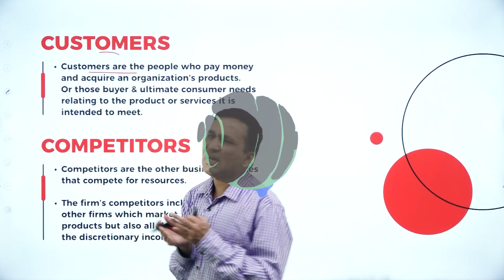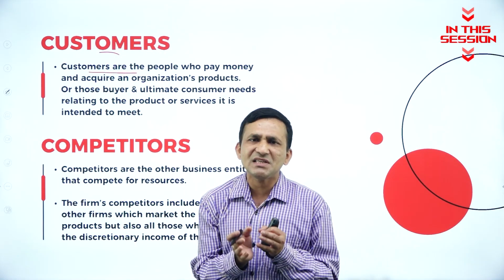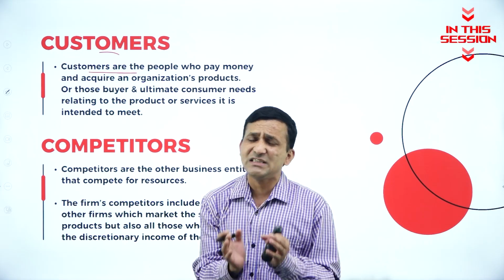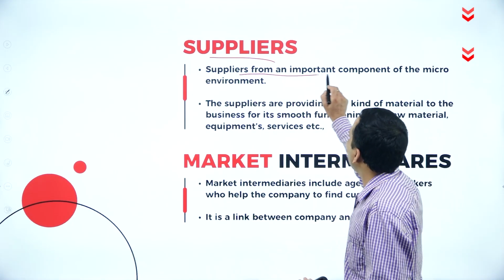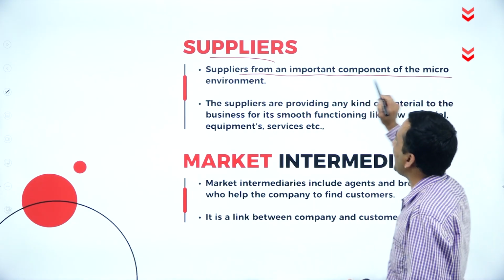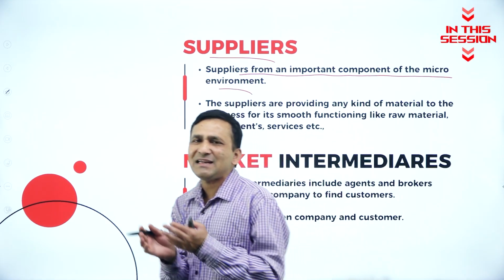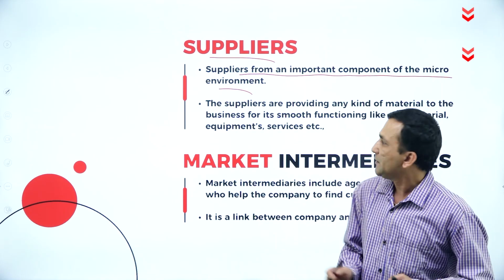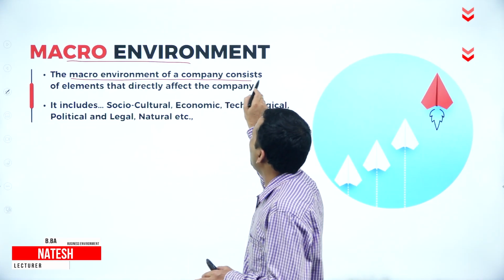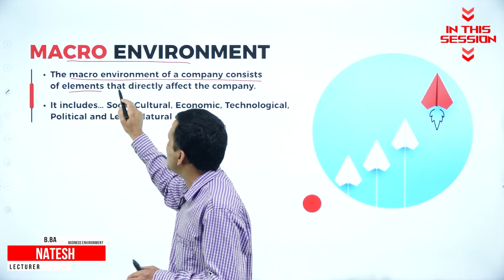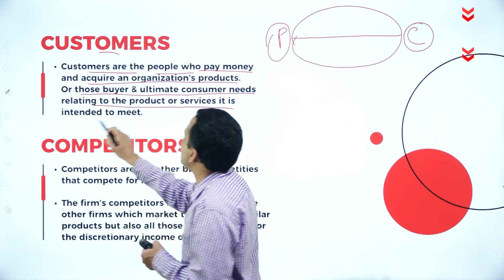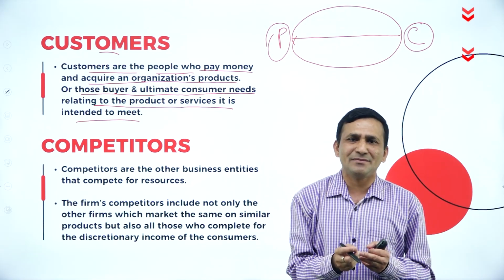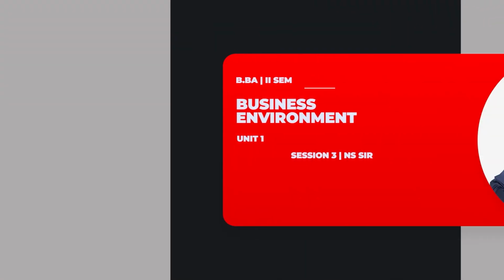The customer is a real person, those who are purchasing the product and getting a service from the business. The supplier is an important component of the micro environment, and the supplier plays a very important role in your business. Macro environment: the company consists of elements that directly affect the company. Related to a product or service, it is intended to meet the customer's demand in a timely manner.